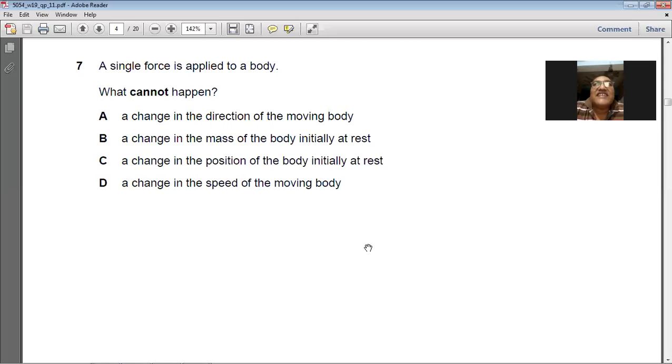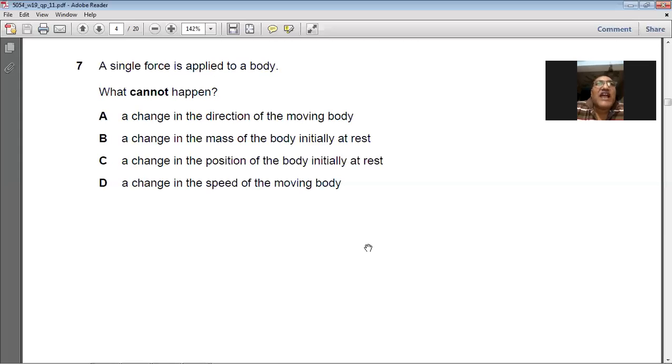The force can change the size of the body, the state of motion of a body, the speed or velocity of the body, the location or position of the body, but the force cannot change the mass of the body. So B looks the right option.